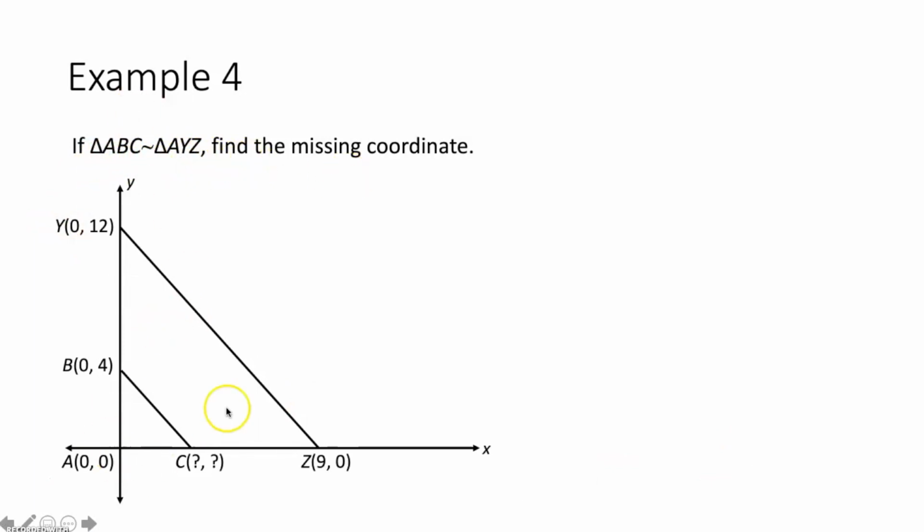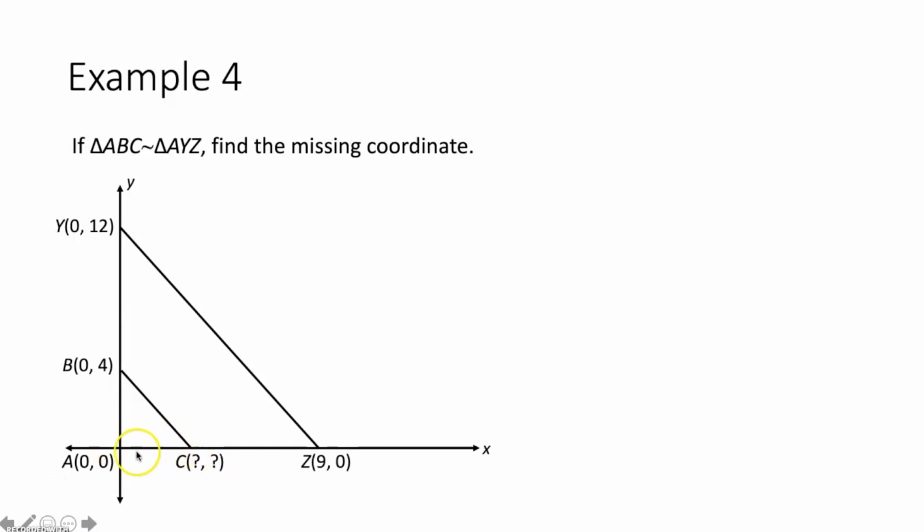Now example 4 says if triangle ABC is similar to triangle AYZ, find the missing coordinate. Now you can see in our figure down here, we have 2 similar triangles, triangle ABC and triangle AYZ. We are missing the coordinates for point C. Well, we know one of the coordinates, right? We know the y coordinate has to be 0 because point C is on the x-axis.